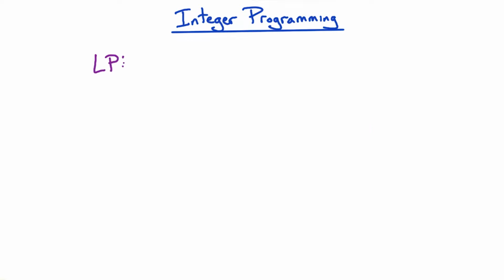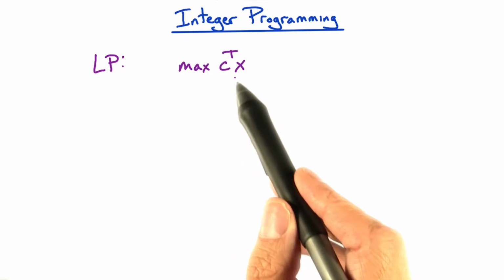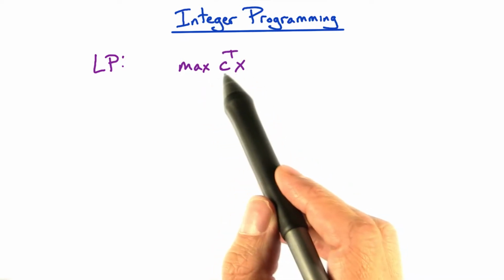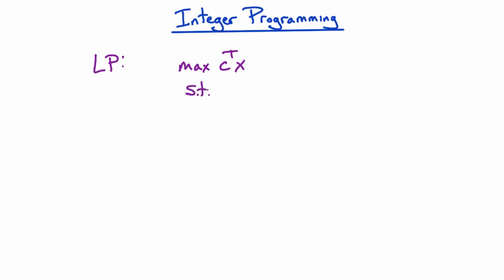Here's a linear program in canonical form. For the variable vector x, we're maximizing c transpose x, subject to the following constraints: Ax is at most b, and x is non-negative. This is the canonical form for a linear program.